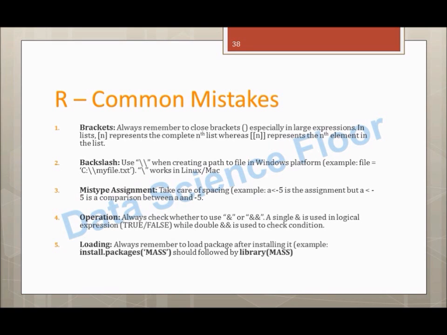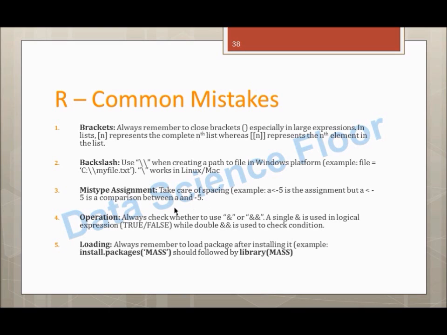You can avoid some of the common mistakes in writing R code. For example, brackets. You are going to use a lot of brackets in R code, so always remember to close brackets, because if you don't close them properly, you will get an error. There is also a difference between using a single bracket and a double bracket in R, so make sure you understand the difference. Since R can be run on several platforms, whether Windows, Mac, or Linux, while creating a path to a file, you can use a double slash in Windows, and a single slash when you are working in Linux or Mac.